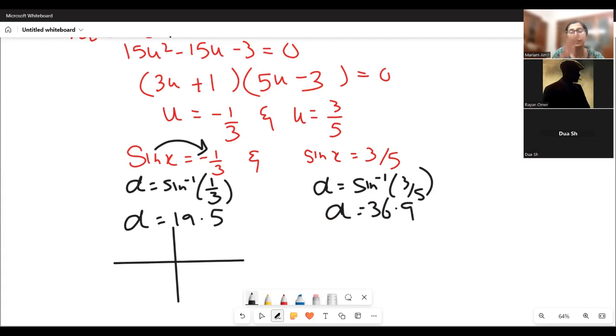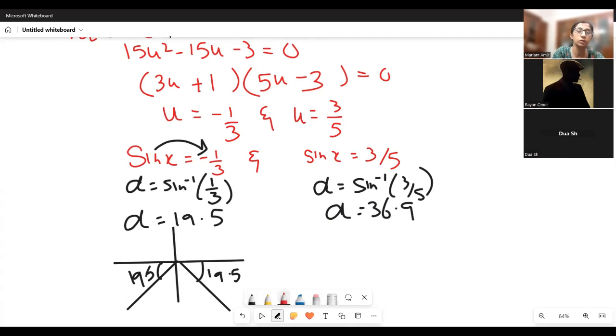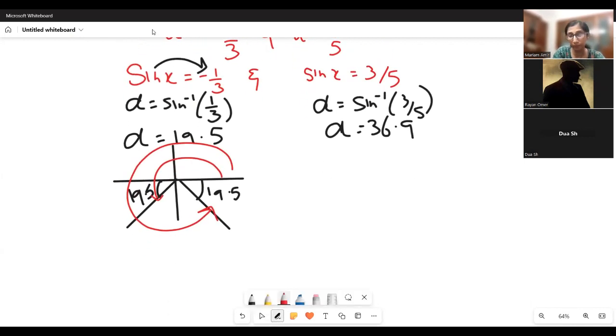So now let's plot this. Sine is negative in these two quadrants, here and here. So this would be 19.5 and that would be 19.5. Since our domain is from 0 to 360, this would be one of the answers and this would be the second answer. One of the answers is 180 plus 19.5, and the other answer would be 360 minus 19.5.